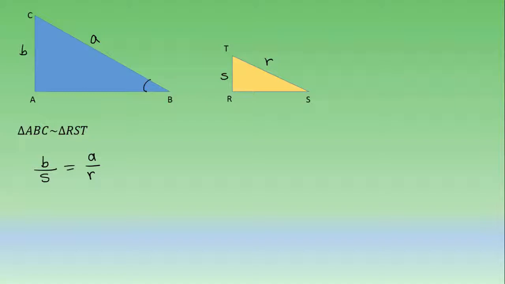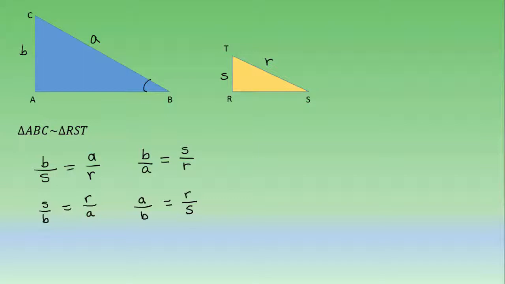You could also start with everything in the blue triangle. You could say that side B is related to A the same way that side S is related to side R. You could also set these up in the reverse order. So instead of B to S, you could start with the little yellow triangle and say, well, S is related to B in the same way that R is related to side A. Or you could say that the hypotenuse of the blue triangle A is related to the leg the same way that the hypotenuse of the yellow triangle is related to its leg. All of those are correct.